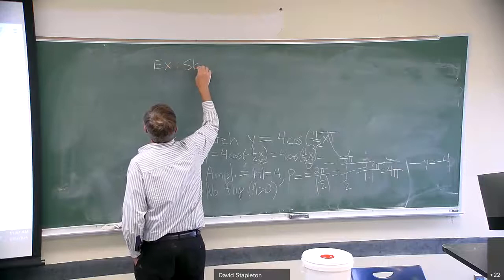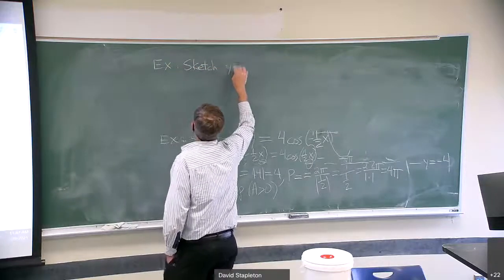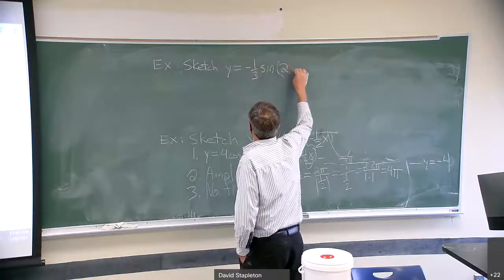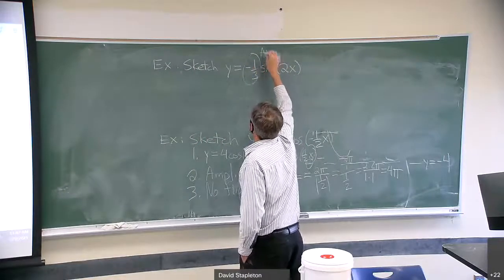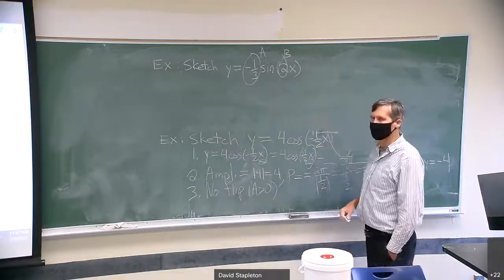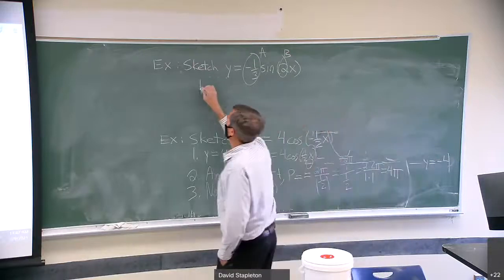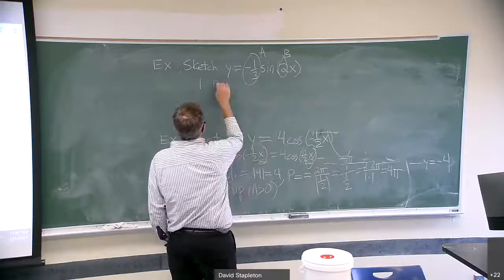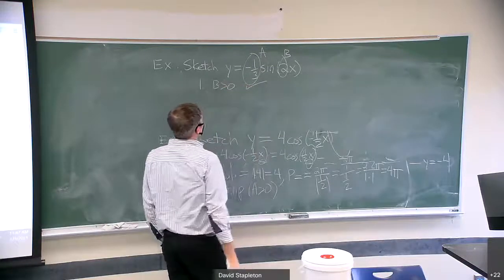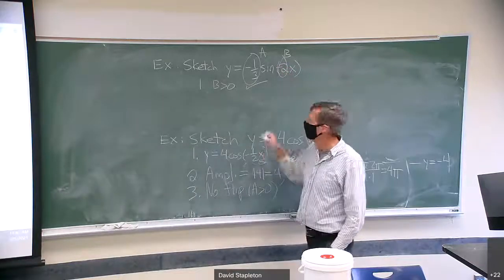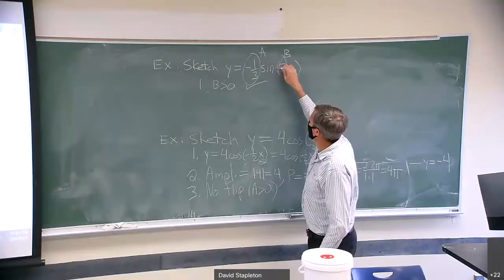Suppose I said sketch y equals minus 1/3 sine 2x. So it's an A sine Bx, right? These are the 3 steps. I say 1, make B positive. B is already greater than 0. There's nothing to do. Wait a minute. Never mind. Sorry. Okay. If B had been negative, what would I do?